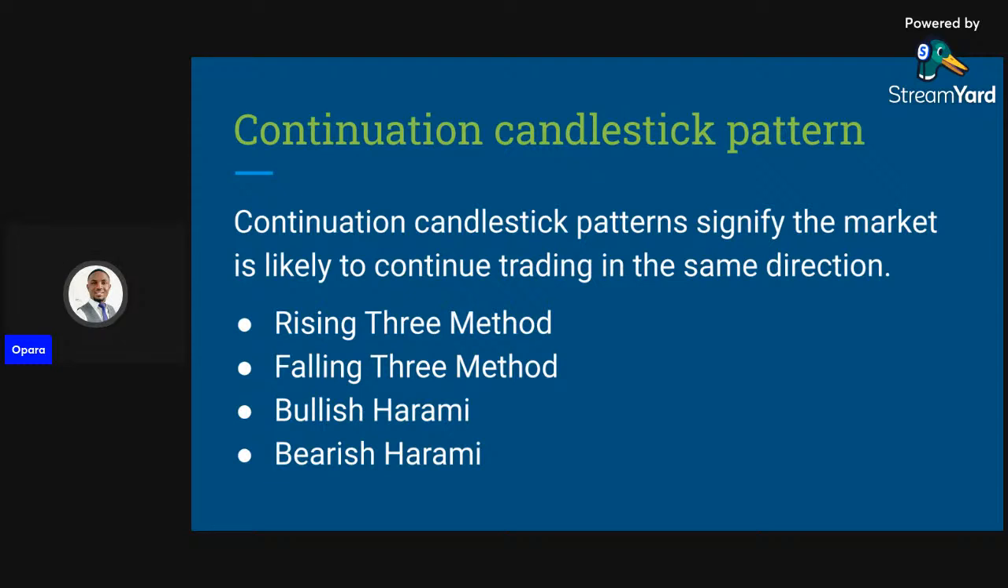Then we have the bullish harami. Just as the name implies, it happens when the market is going upward. So the moment you see a bullish harami pattern forming in an uptrend, you should take note that this trend is going to keep on going upward. Once you discover a bearish harami pattern forming, it means the price is going to keep on going downward. This is exactly what these candlestick patterns mean.